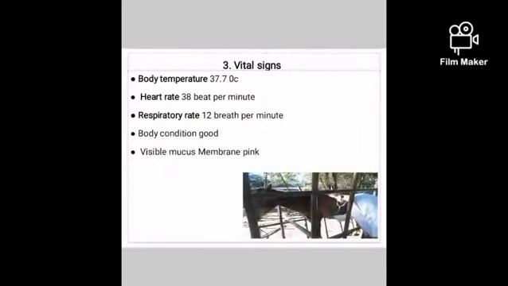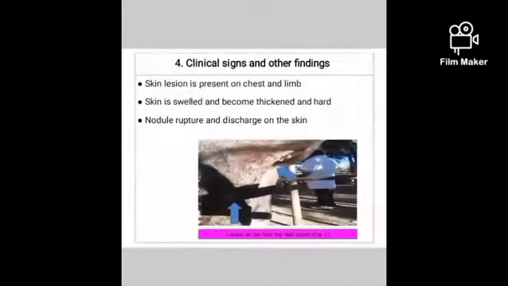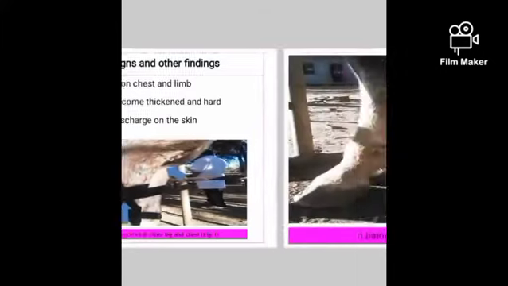When we take the vital signs, the body temperature was 37.7, the heart rate was as you see, and the respiratory rate was 12 breaths per minute. The body condition is good and the visible mucous membrane is pink. For clinical signs and other findings, a skin lesion is present on the chest and limb. The skin is swollen, thickened and hard. Finally, nodule rupture and discharge on the skin were found as a clinical finding.